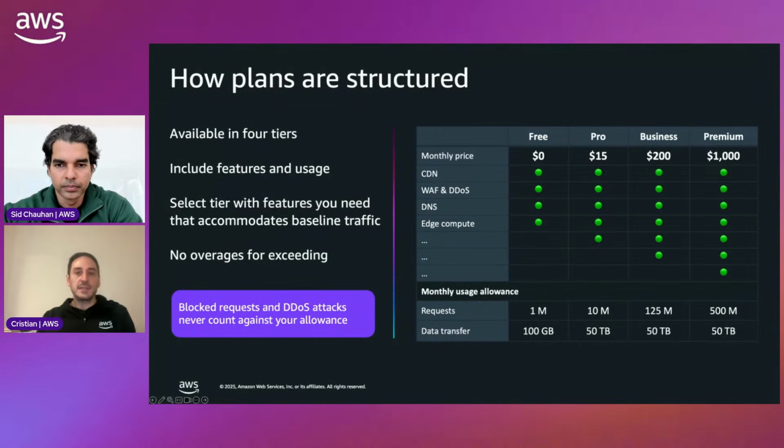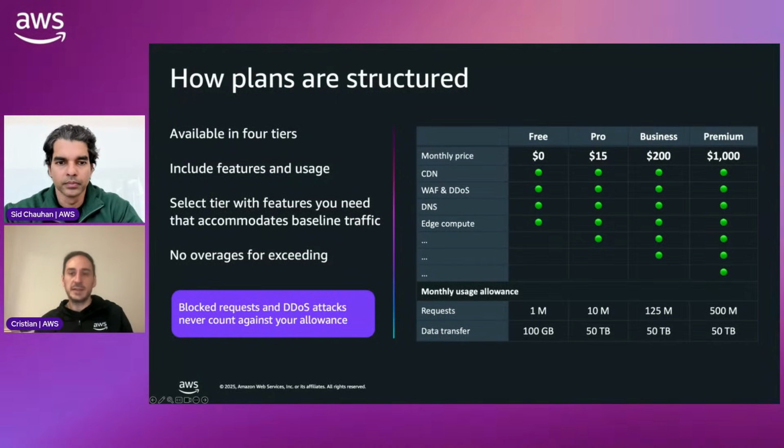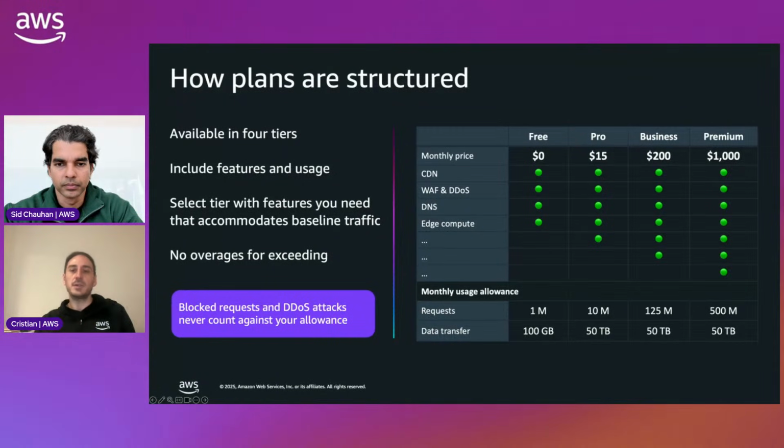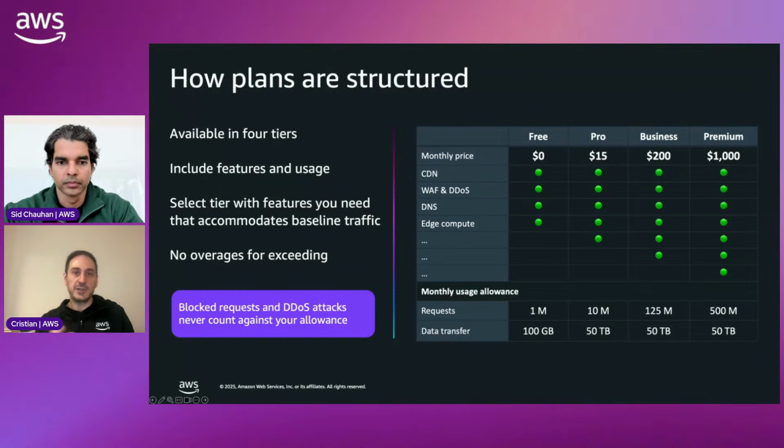So what we did is we've broken the plans out into these 4 different tiers. So we have the free tier starting at $0 per month, the pro tier for $15, the business tier for $200 per month, and then the premium tier for $1,000 per month. Now, every one of these tiers is going to include CloudFront, WAF, DDoS protection, DNS, and S3 storage credits. But all the other different features that are included, and we'll look at those a bit later, are going to vary depending on the plan tier that you select. So as you're evaluating this as a customer, you'll select the tier that has the features that you need that accommodates your baseline traffic.